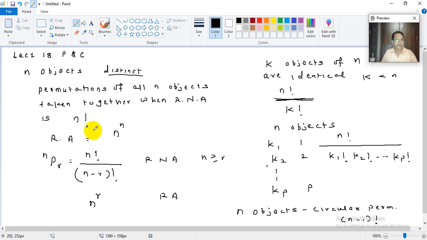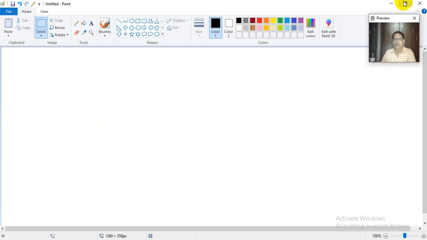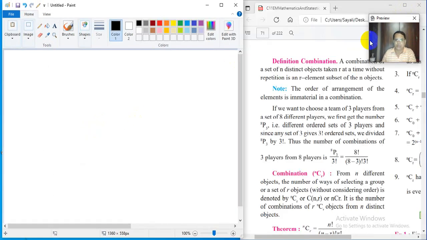Now we are in a position to go ahead and work on combinations. So what is combination? See, the name of the chapter is permutation and combination.